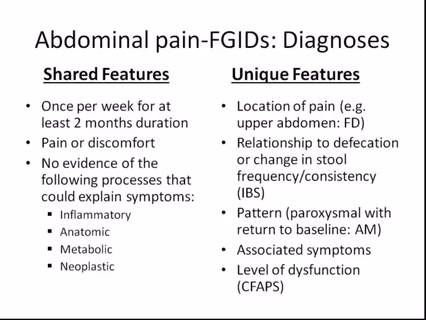Pattern is a unique feature as well. Paroxysmal pain with return to baseline in between is most consistent with abdominal migraine. And then associated symptoms like headache, nausea, vomiting, photophobia oftentimes accompany abdominal migraine, and then somatic issues like sleep issues and limb pain often accompany childhood functional pain syndrome. In terms of level of dysfunction, for example, to qualify for childhood chronic abdominal pain syndrome or disorder, there needs to be symptoms 25% of the time and some loss in daily function.